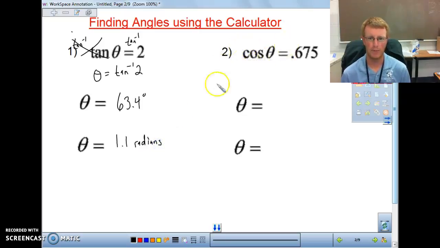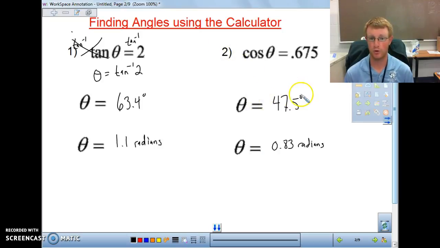Okay, so I'm not going to bother going over this. You can do this on your own. If you have a calculator, go ahead and do that, and then type your answers in the Edpuzzle. So you should have gotten 47.5 degrees for degree mode, and you should get 0.83 radians if you're in radian mode. So that's how you use the calculator to do it, but essentially we need to understand the purpose of taking an inverse is to find an angle.